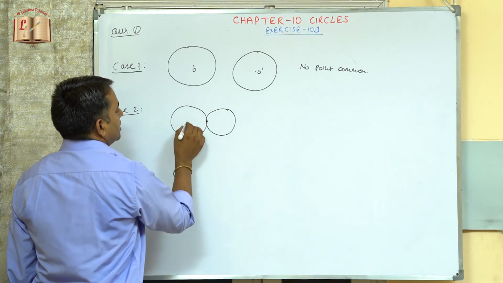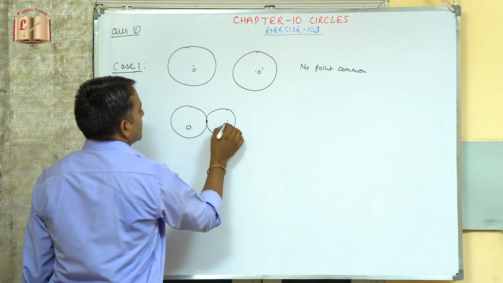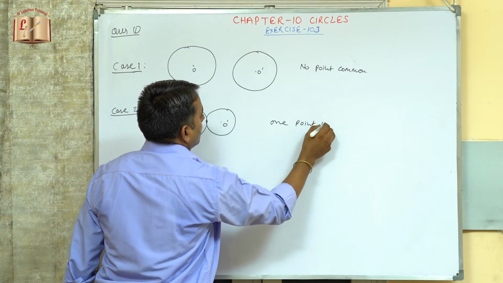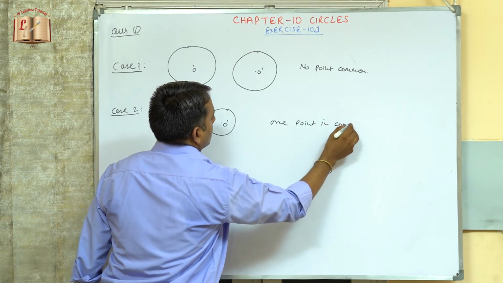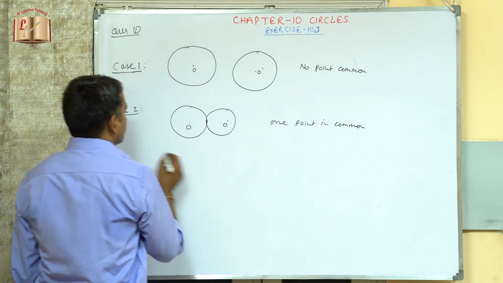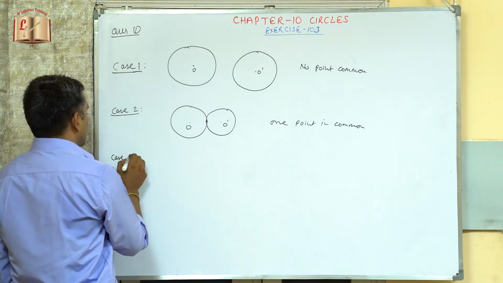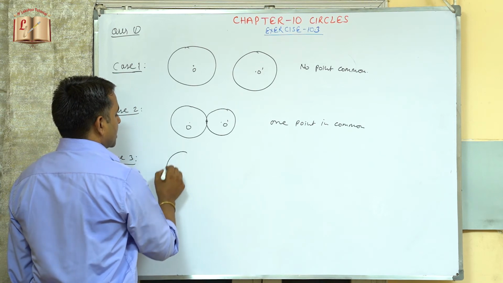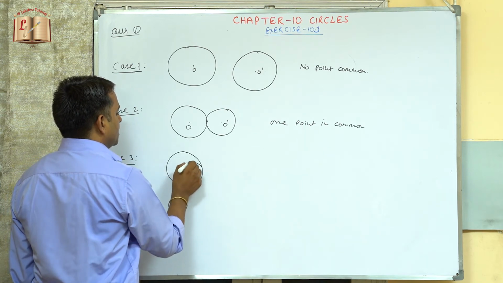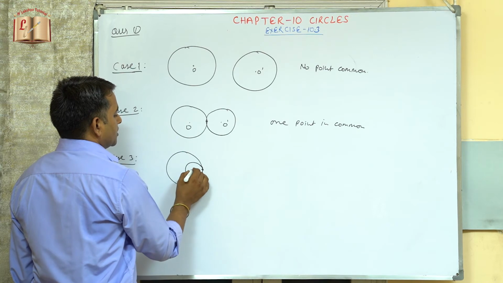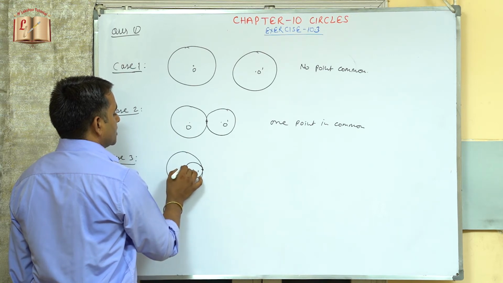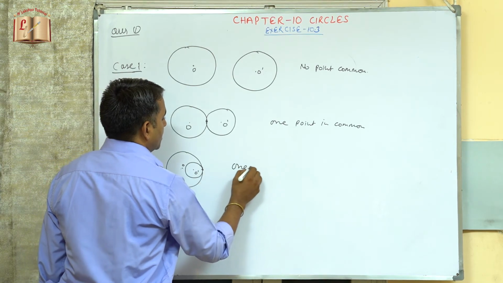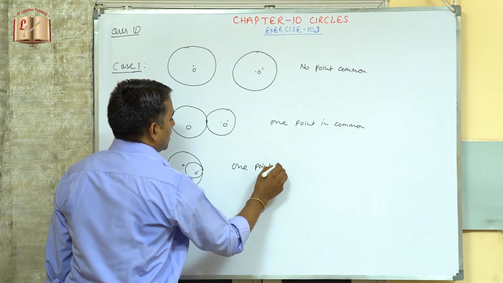At this point, this circle. So this is O, this is O dash. So there is only one point in common. Now take case 3. There is a possibility that the circle may touch internally like this. So this is now O dash and this is now O. So again there is only one point in common.